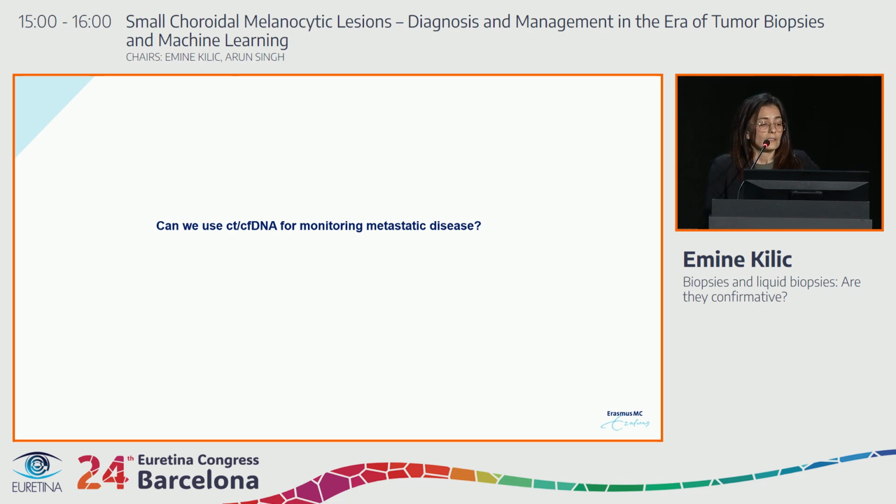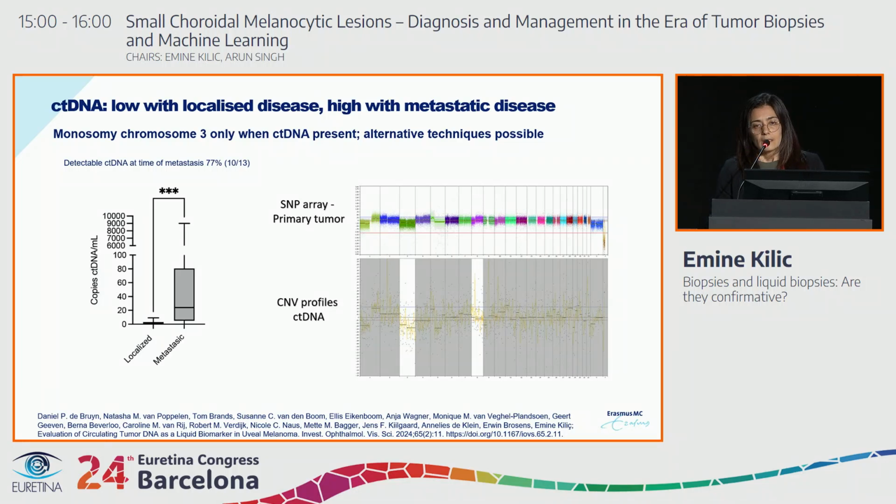Then we have the next question. Can we use ctDNA or cfDNA for the monitoring of metastatic disease? That's a little bit easier, maybe, because we have a bigger tumor load. And in our study, we saw in over 70%, almost 80%, we could detect ctDNA during metastatic disease. And then the patient already has metastatic disease.